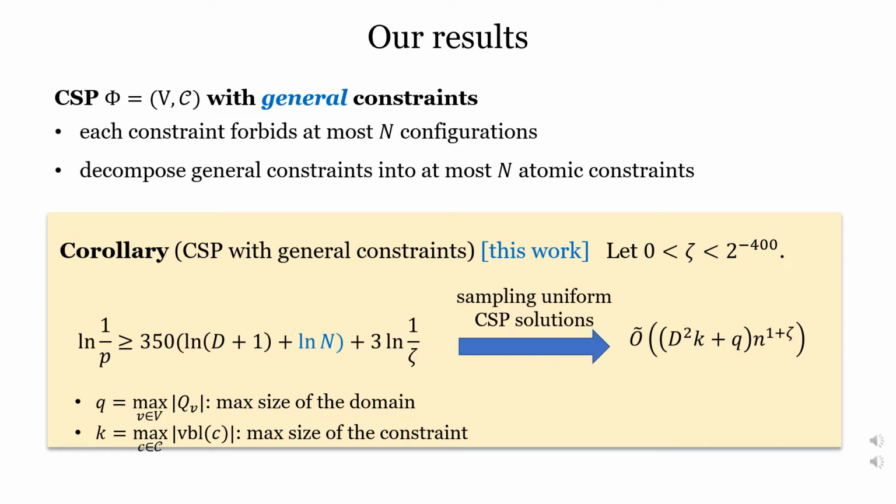Our algorithm can also be extended to general CSP. For a general CSP instance, if each constraint forbids at most n configurations, then each general constraint can be decomposed into at most n atomic constraints. Then we have the following corollary. If log of 1 over p is larger than 350 times (log D plus log n), then our algorithm samples a uniform solution of general CSP approximately.